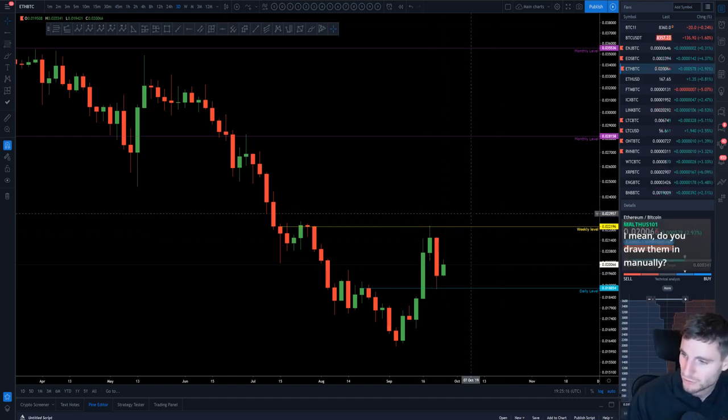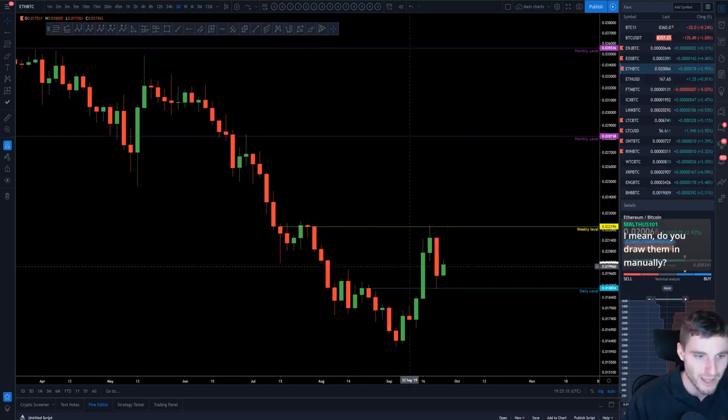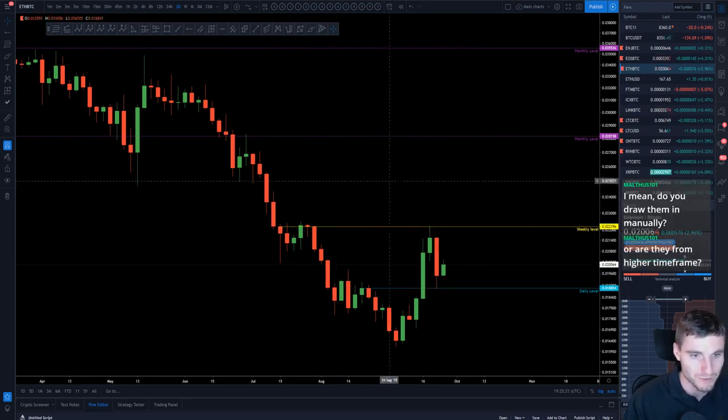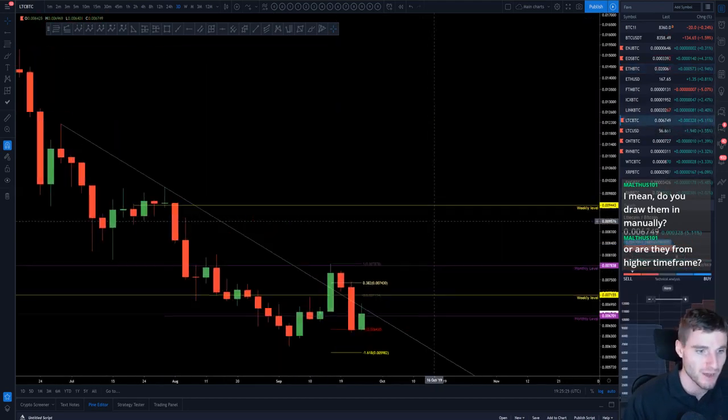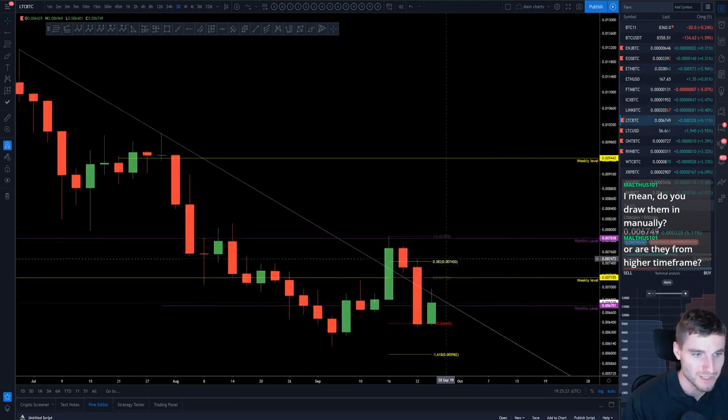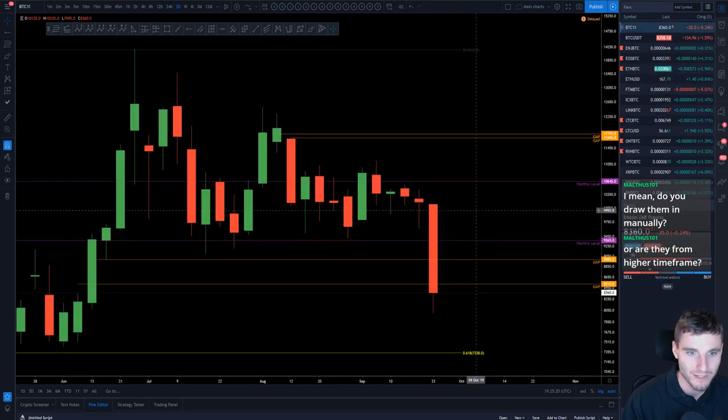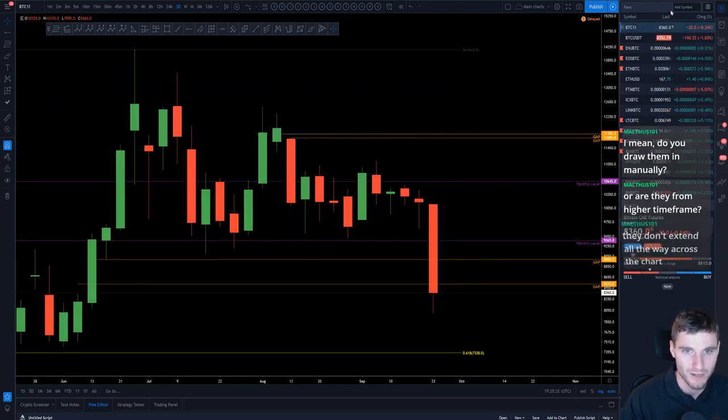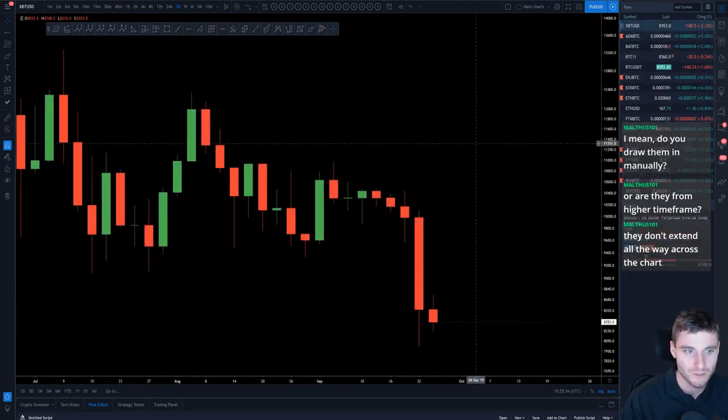Do you draw them in manually? Yes, every level I have on my chart is all manual. I have no automatic way of doing it. I actually enjoy doing it, so I don't want an automatic way. All my levels are manually put in here. Like the gaps, this is all manual, okay? All manually put in.